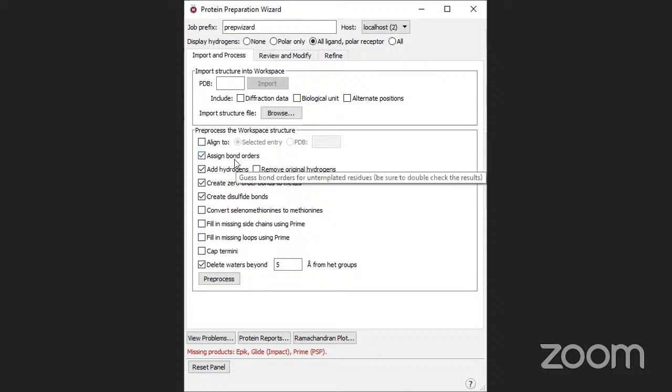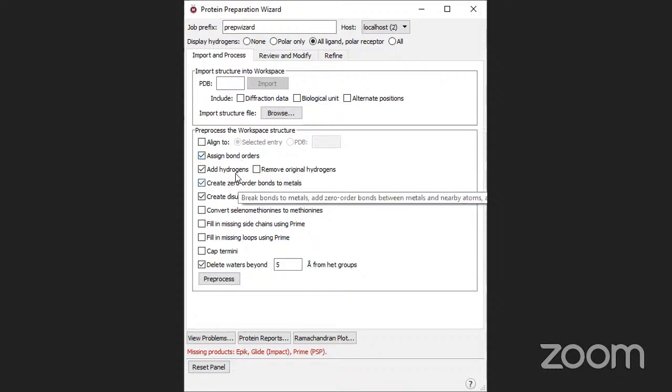First one is assign bond orders. As we know, whatever crystal structures are deposited by scientists, we cannot completely rely on those crystal structures. There might be some errors, like lack of bond order uniformity and some kind of small errors. We need to rectify that kind of errors. That's why first we need to do bond order assignment by clicking this option.